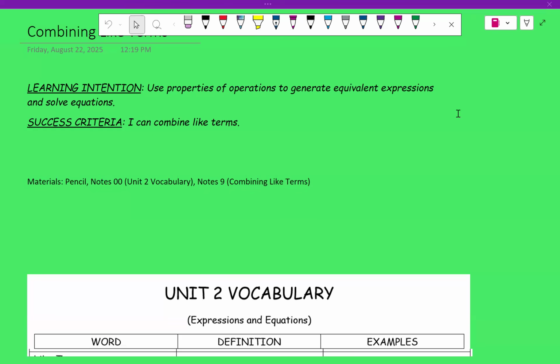Welcome back again. Today we are going to be working on combining like terms. You're going to need notes 00, which is your Unit 2 vocabulary, as well as notes 9, which is our combining like terms notes. Let's start with a little bit of vocabulary.